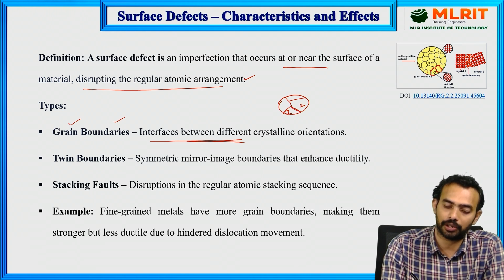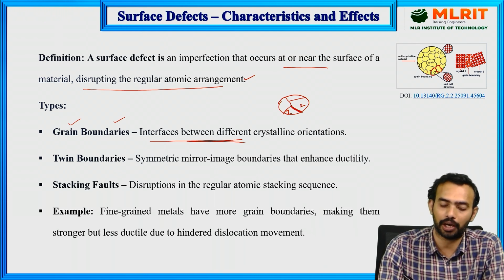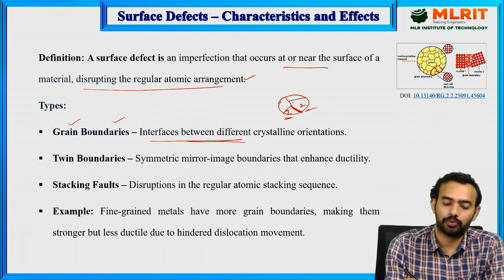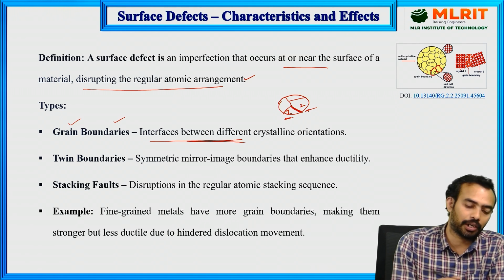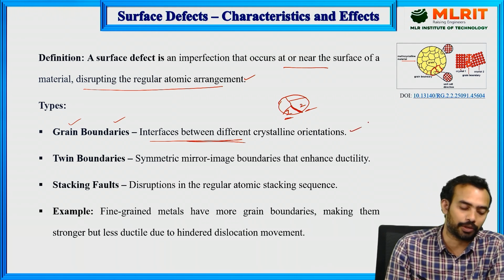The atoms that are residing in this particular region will not be having the grain 1 orientation or grain 2 orientation. That's why it is considered to be a defect region, which is called a grain boundary. So that is basically an interface between the two different crystal orientations.